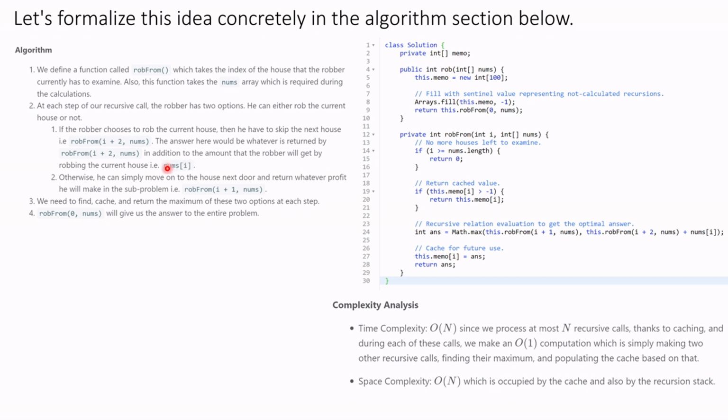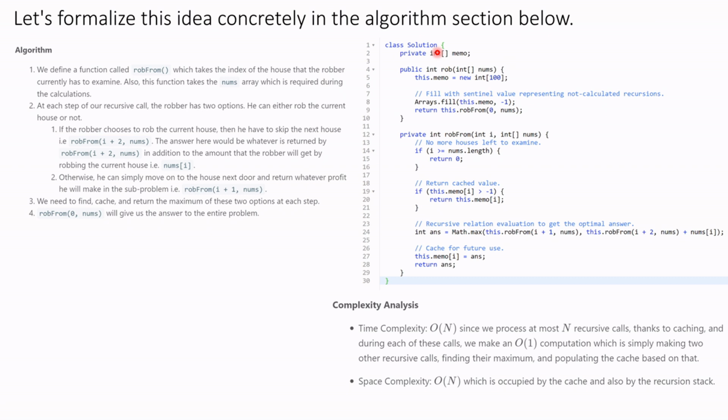So this is the current house number i, and he will either skip the next house and go to the next house, or otherwise he will simply move on to the next door and return whatever profit he makes from the subproblem, that is i plus 1. So we need to find the cache, return the maximum of these two options at each step, and finally rob from 0 with nums will give the answer of the entire subproblem.